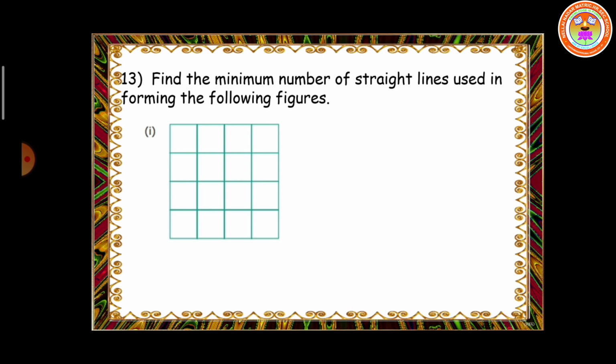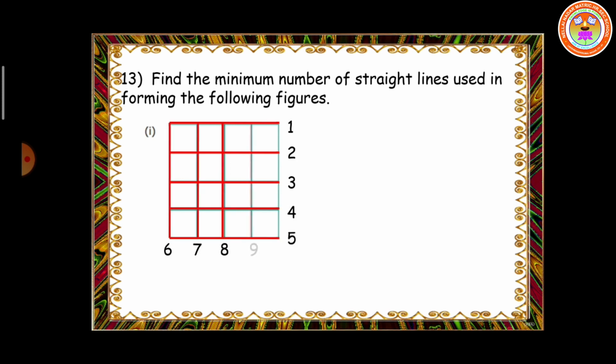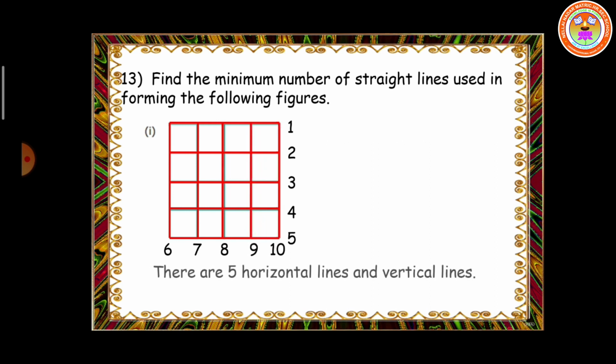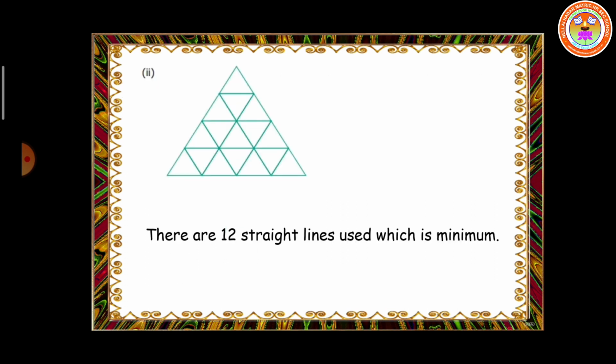13th one. Find the minimum number of straight lines used in forming the following figures. 1, 2, 3, 4, 5, 6, 7, 8, 9, 10. There are 5 horizontal lines and 5 vertical lines. Total of 10 straight lines minimum needed. Next question.